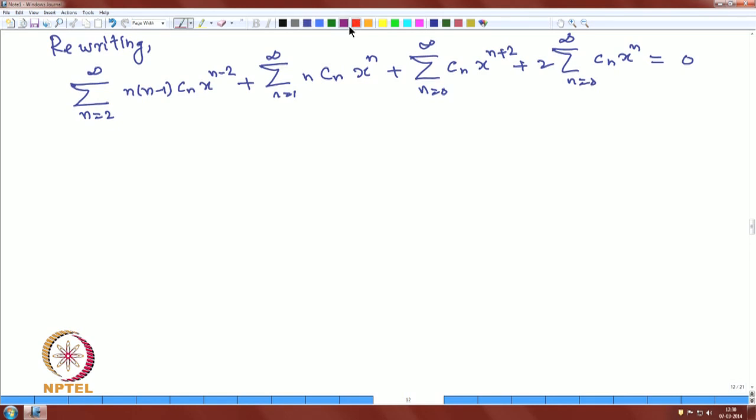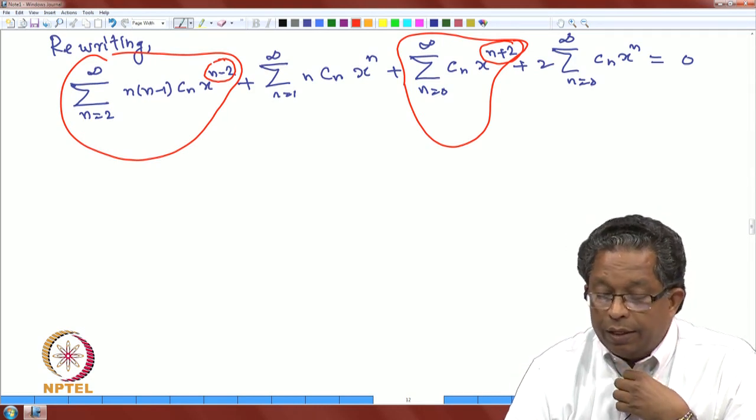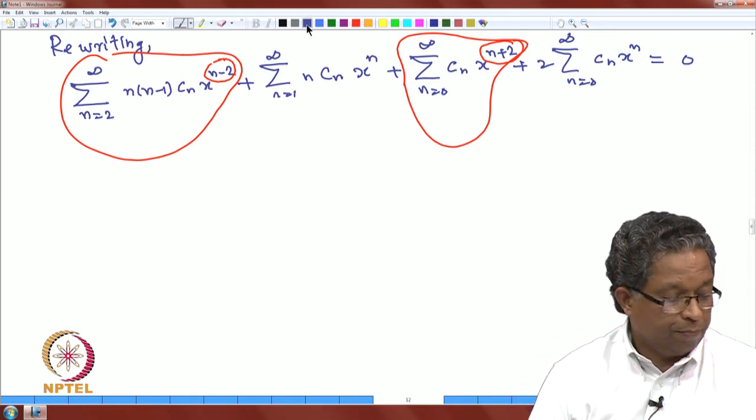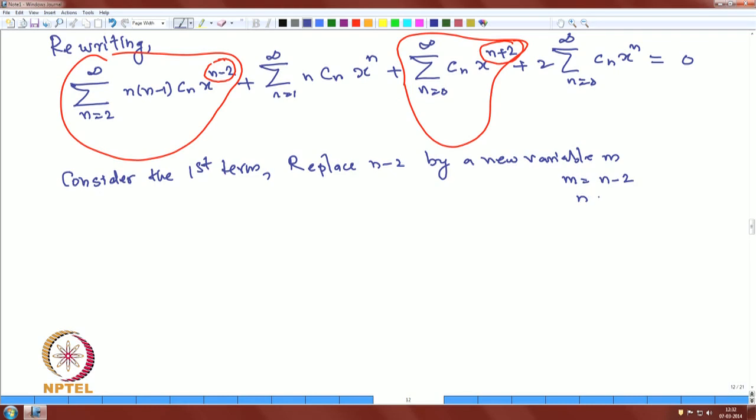Now, look at the first term and the third term. In the first term, the index is n minus 2, and in the third term, the index is n plus 2. We want to make all the indices uniform, x to the power n. So, we can rearrange as follows. Consider the first summation, and replace n minus 2 by a new dummy index m. So, we have m is equal to n minus 2, or n is equal to m plus 2.